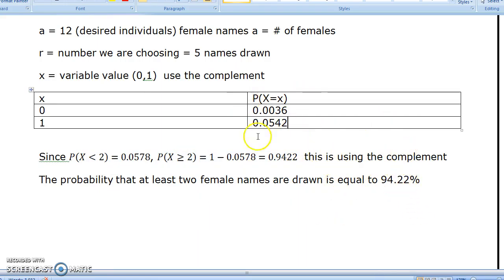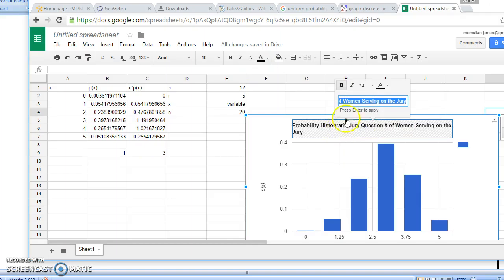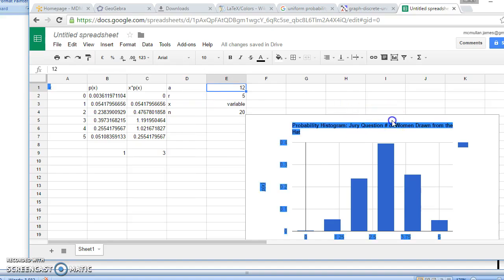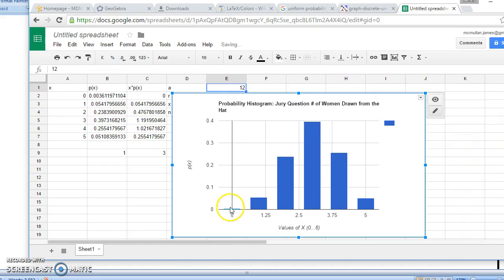If we were to look at this question again, where we're looking at the distribution this time, let's change this to the number of women drawn from the hat. And what did I do here? I changed n to be 20. X, of course, is the variable. R is 5, and A is 12, right? There's 12 women.